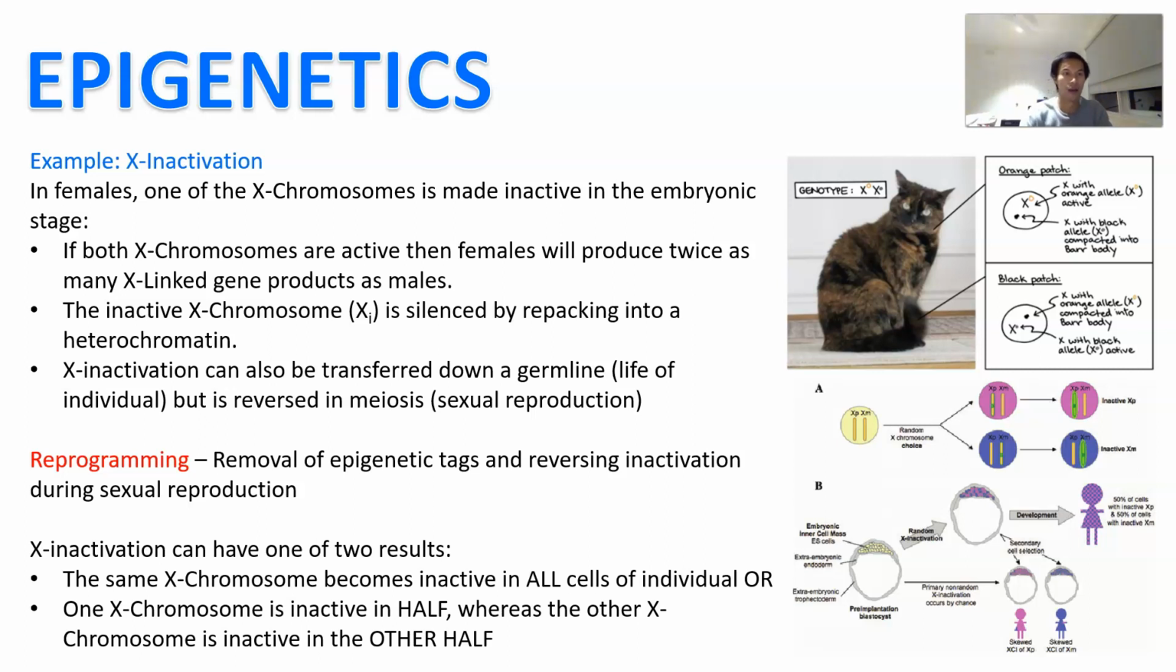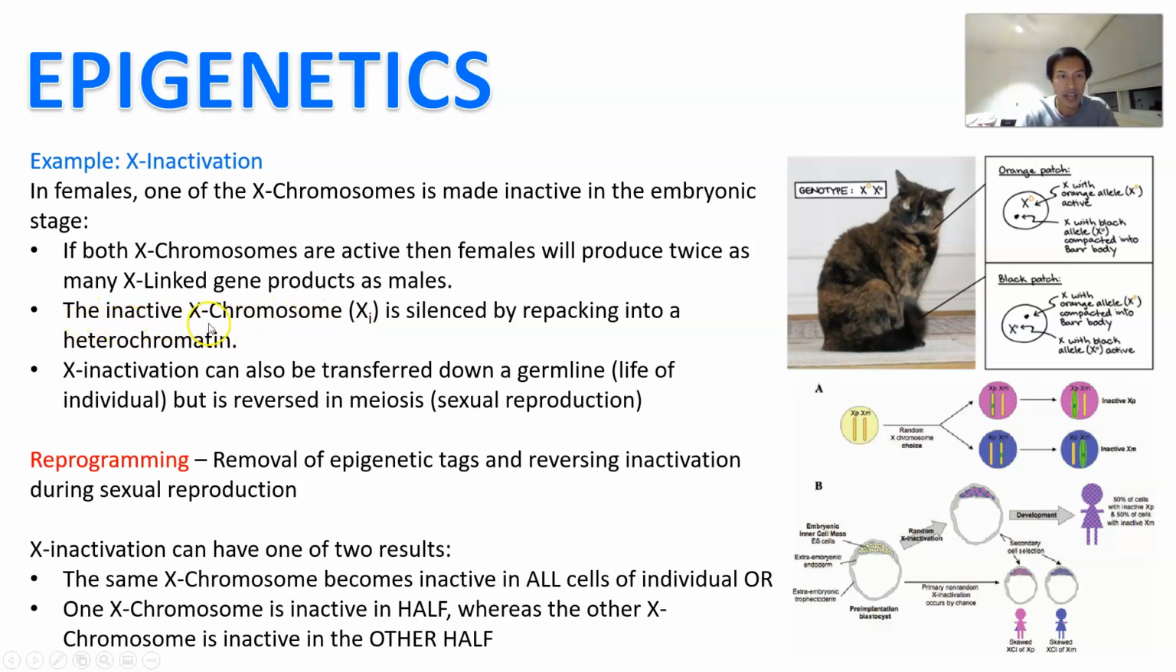right? If both of the X chromosomes are active, females are going to produce twice as many X-linked gene products as males. So all of the traits on the X chromosomes, you don't want double the amount of that. That's not exactly a good thing. Because that could overload whatever protein that you're producing in the body, right? So what happens is the body needs to switch off one of those chromosomes.